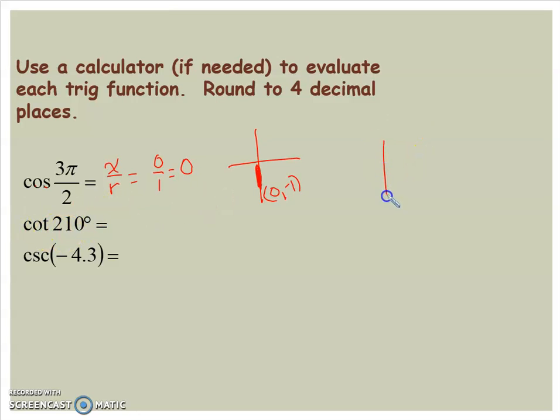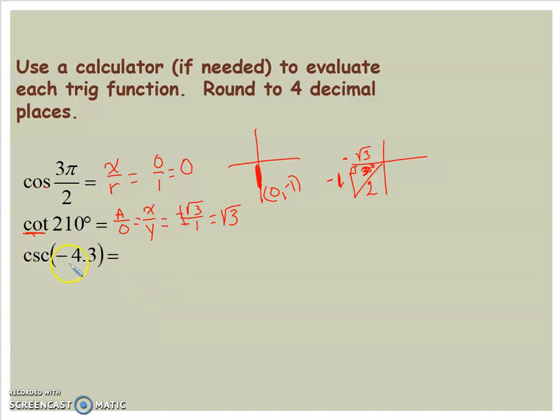When we look for 210 degrees, that's in the third quadrant, and that is a 30-degree reference angle, okay? So if this is a 30-degree angle, that's one of my special triangles. Opposite of 30 is 1, adjacent to 30 is square root of 3, and the hypotenuse is 2. Because it's located in the third quadrant, the y is negative and the x is negative. So if I want the cotangent of this angle, that is going to be adjacent over opposite, or x over y. Okay? So our x is negative square root of 3. Our y is negative 1. So our cotangent of 210 is square root of 3.